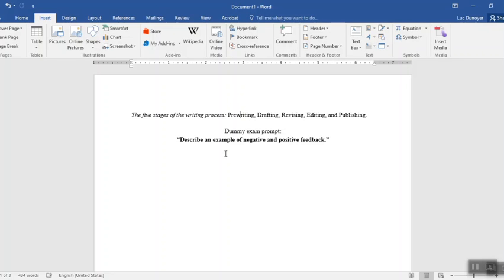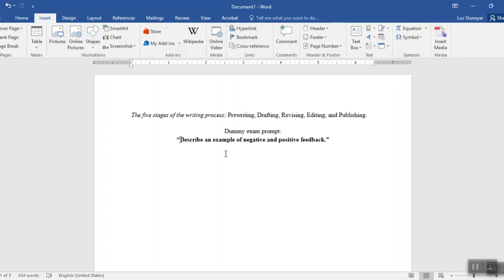So what we have in the 5 stages of the writing process, it's pre-writing, drafting, revising, editing, and publishing. Each of those steps is really important, and you want to go through all of those steps. You don't want to skip over any. You don't want to do only the last one. You don't want to publish when it's too early.